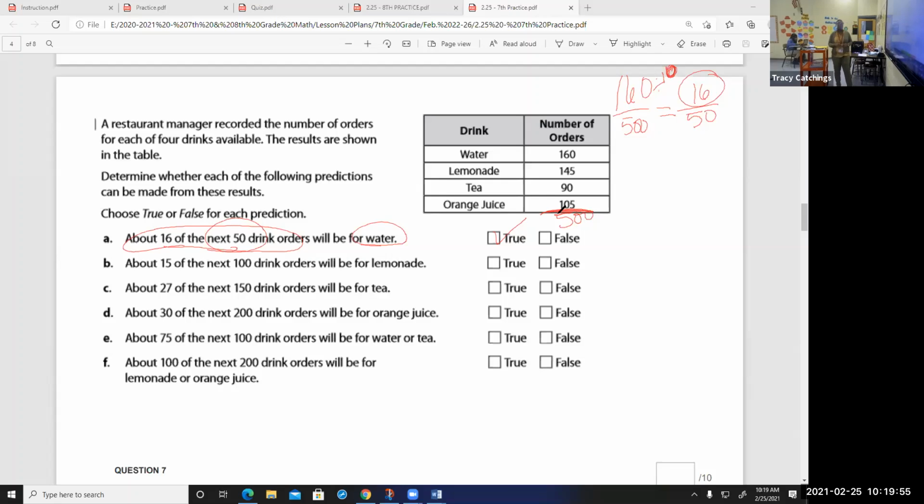All right, B said we're now looking at lemonade. How much did we already have for lemonade? All right, 145 out of 500. How many are we looking at now? 100. Y'all said that one true? Yes, it is true. So you divide that by 5 and you got 29.